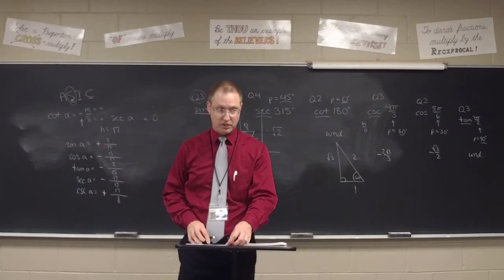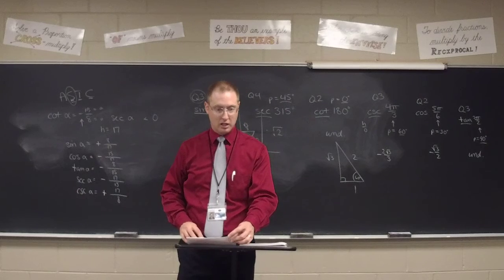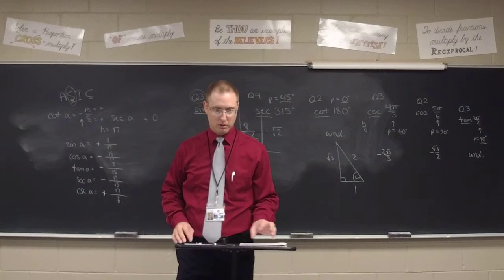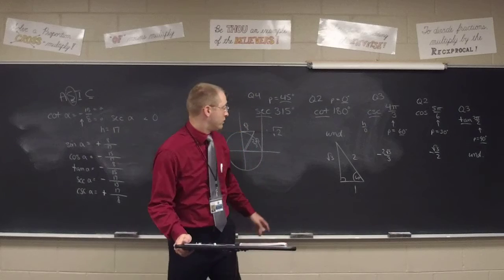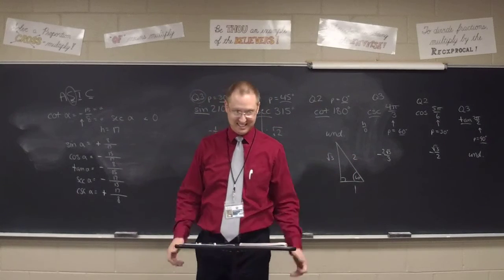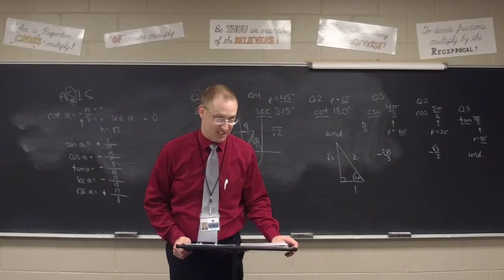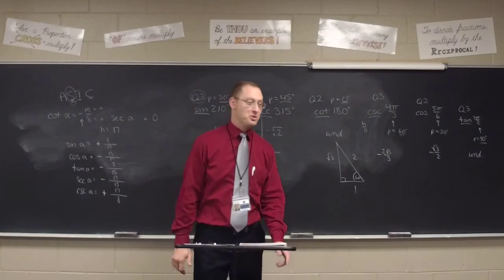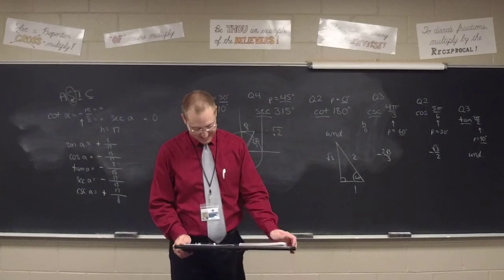Questions on number 2. You will have several exact values to find using your special triangles. Make sure we don't get the 2 and the square root of 3 mixed up. 2 is the hypotenuse. Hypotenuse. If you need to mispronounce it, help you remember hypotenuse. Anyway, number 3.